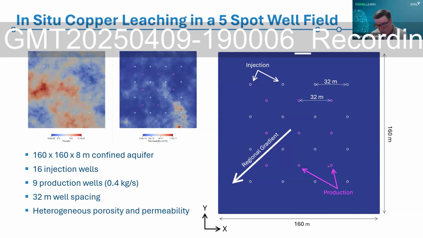Our magenta wells, these are production wells. The white wells are injection wells. So we inject, and these 4 wells contribute to this production well. These 4 wells contribute to this production well, and so forth. So there are 9 production and I think 16 injection wells. What more can I tell you about this? It's 8 meters thick, so this is a 2-dimensional solution.